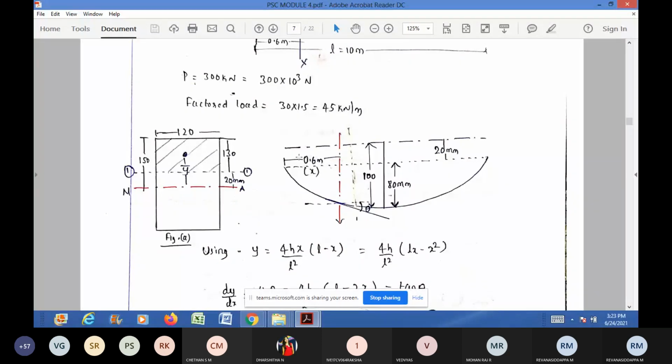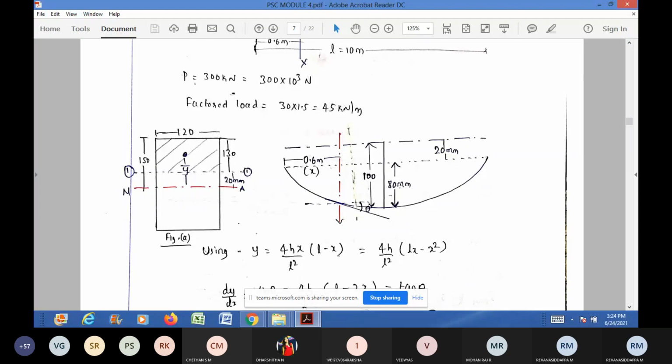Are you able to understand this diagram? Here I have written the neutral axis or the central axis of the beam. At the midspan, the eccentricity of the cable is 100 mm, and at the support, the eccentricity of the cable is 20 mm. So the net height of the parabola becomes 80 mm. 100 minus 20, 80 mm.